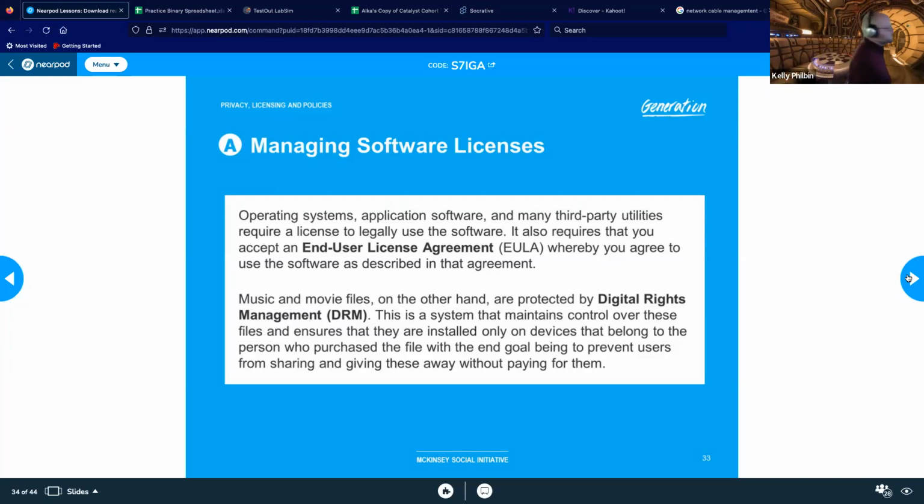Music, movies, and stuff, on the other hand, fall under what's called a DRM, or digital rights management. And this is essentially a system that maintains control over these types of files when they're installed on devices and they belong to the person who purchased the file, with the end goal to prevent people from sharing or giving these items away without paying for them.